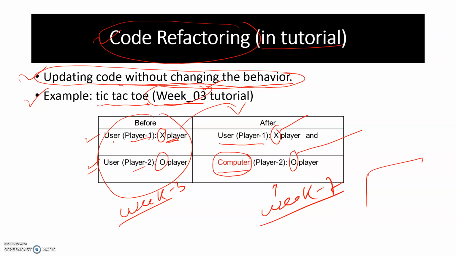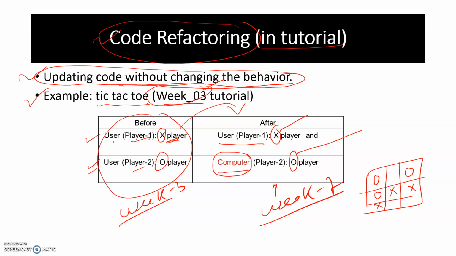Suppose you are playing this game. I am player 1. I will make a cross mark, then I will wait, then the computer will make a decision, and the computer will apply the O sign in some block of this tic-tac-toe game. Then again I will make some mark, like suppose I am doing here, then the computer will take some time, and after making the decision, the computer will make the move by putting the symbol O. Then again I will make some mark, then the computer will make O, and like this you can play the game.